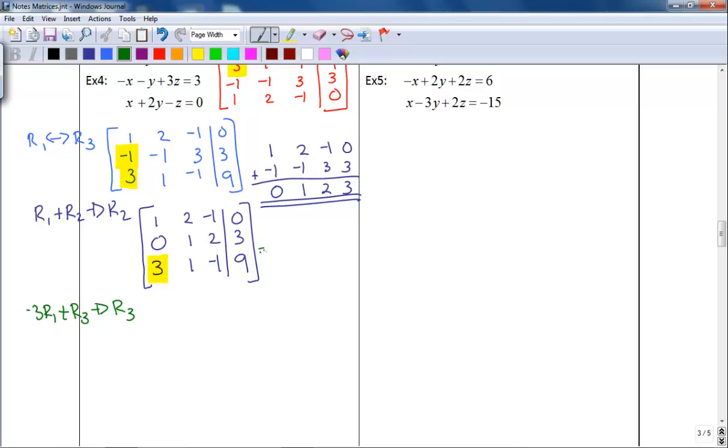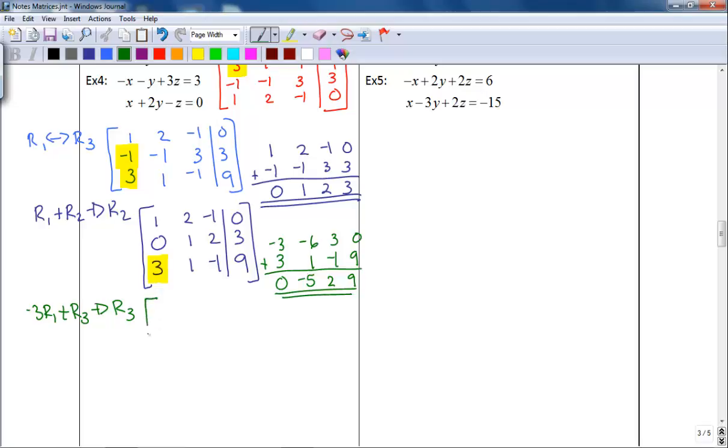And I'm going to do it over here on the side. If I multiply row 1 by negative 3, I get negative 3, negative 6, positive 3, and 0. Again, I'm going to add that to my row 3 of 3, 1, negative 1, and 9. If I add now, negative 3 plus 3 is 0. Negative 6 plus 1 is negative 5. 3 plus a negative 1 is a positive 2. And finally, 0 plus 9 is 9. So this is my new third row.